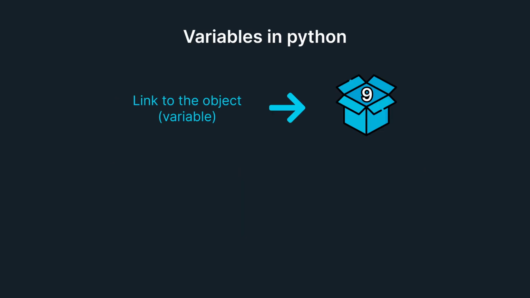But how do we create an object with some content and a link to it? That's straightforward too. All we need to do is come up with a variable name and use the assignment operator, the equals sign, to specify the object it will point to. For example, a line of code like this creates an object that stores the number 9, and A becomes the variable name, the link that points to this object. Let's implement this in a program and see for ourselves that it works as expected.